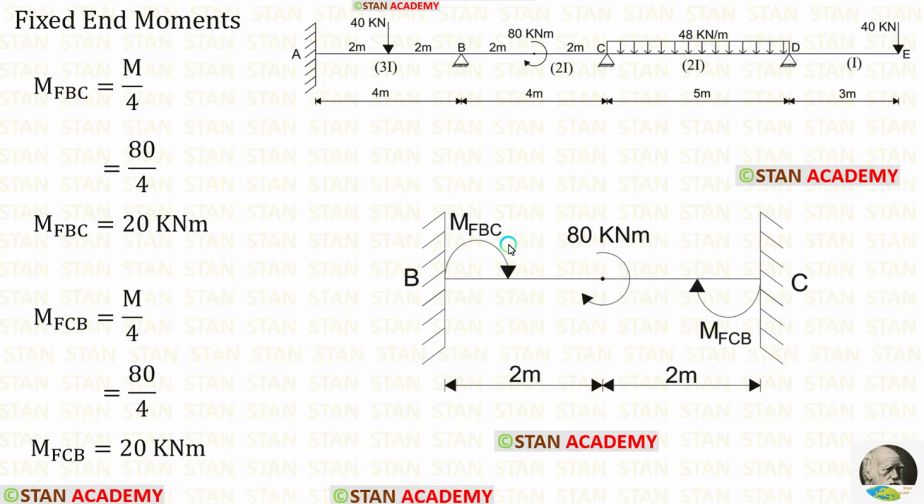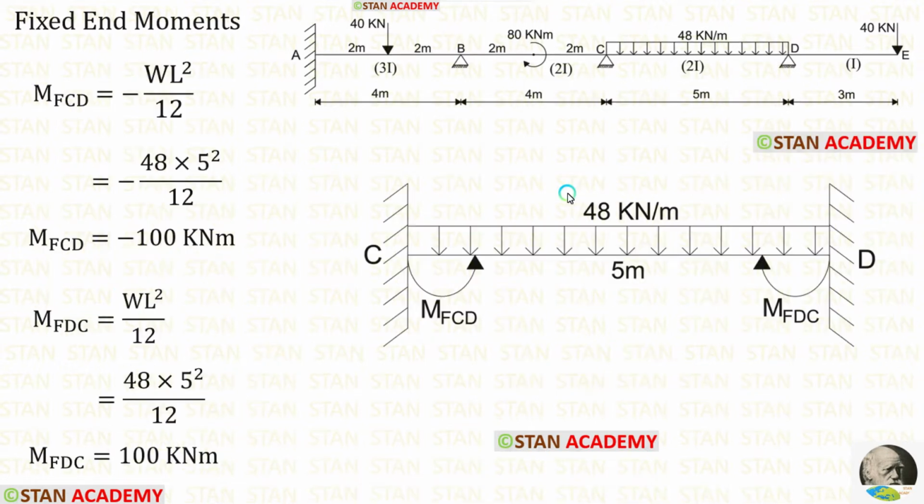Now let us take the span BC and find out the fixed end moments. In the span BC, there is a concentrated moment 80 kN meter acting in the clockwise direction. This moment is acting in the center. The formulas for the fixed end moments are positive M upon 4 and positive M upon 4. Using the formulas, we are getting M of BC and M of CB.